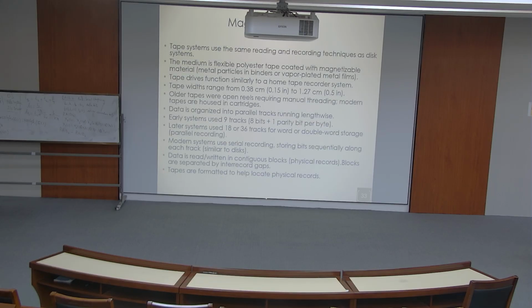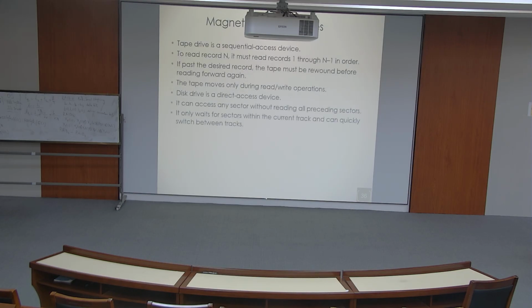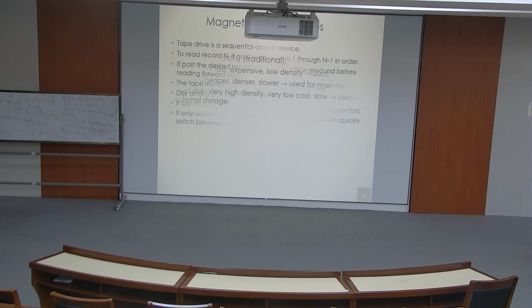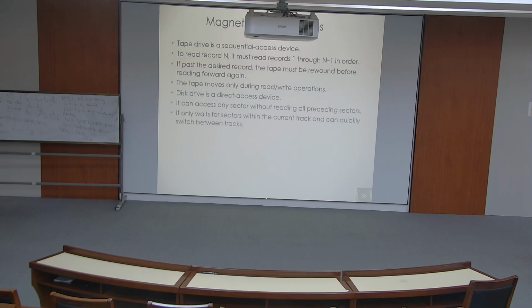Now we have the magnetic tapes. We discussed this last class. And here we have the magnetic tape features. We have seen that they allow sequential access, and to read record n, it must read record 1 up to n minus 1. So if the desired record is passed, that means the tape must be rewound before reading the preceding ones. This is very important for sequential access drives.